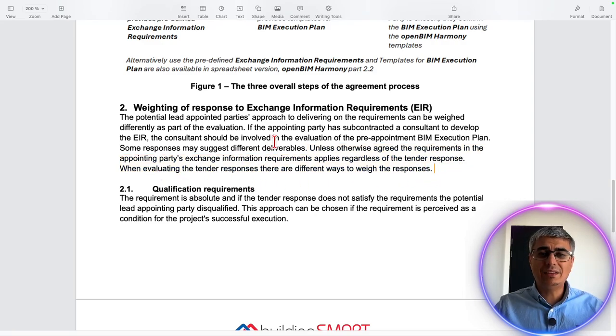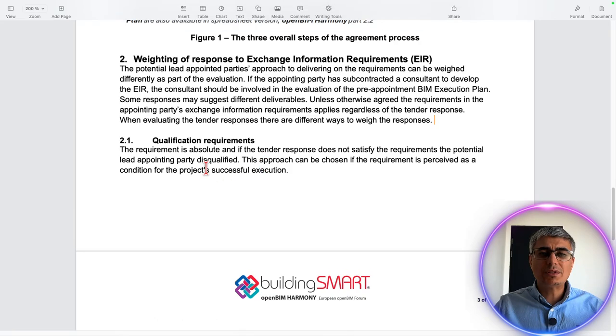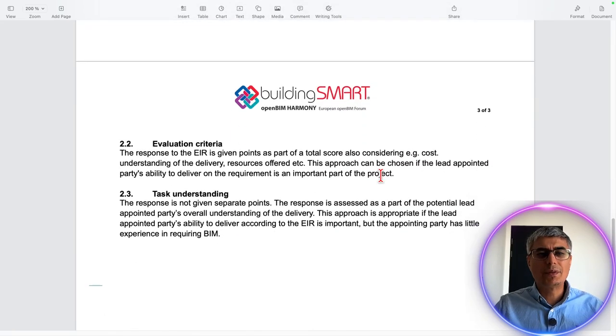When evaluating the tender responses, there are different ways to weight the responses. 2.1 Qualification requirements. The requirement is absolute, and if the tender response does not satisfy the requirements, the potential lead appointed party is disqualified. I guess an "is" is missing here. This approach can be chosen if the requirement is perceived as a condition for the project's successful execution.